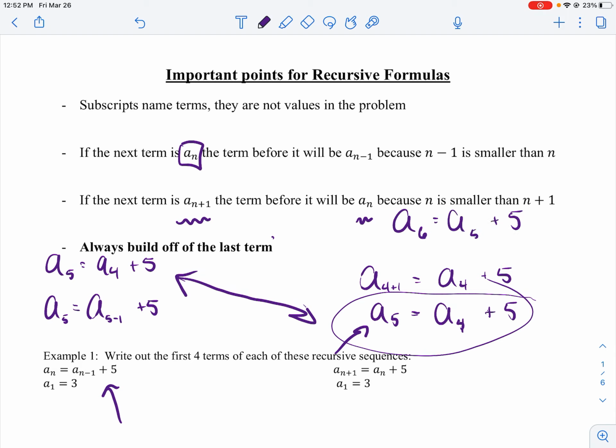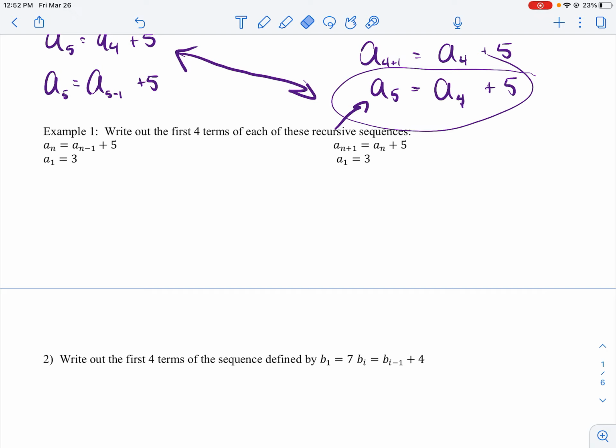Okay, so we always build off the last term. All right, so without further ado, let's get into some actual mathematics. You can see what's going on with these guys. Now, these are both the same equation, the same recursive formula, except written differently. When you rewrite these formulas, these are just a couple ways you could represent the same sequence. So it says write out the first 4 terms.